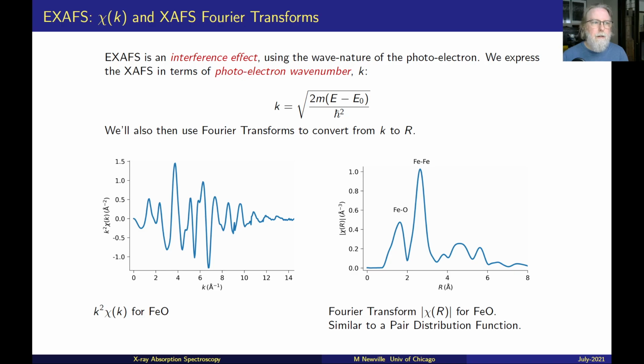It's not quite a pair distribution function, but indeed this bump here is due to the iron-oxygen scattering in iron oxide, and this is due to the iron-iron scattering from iron oxide. So it's similar to a pair distribution function. It's not exactly, and we'll get to that in later videos, but it all depends on details of the extended XAFS equation that we'll go into detail here.